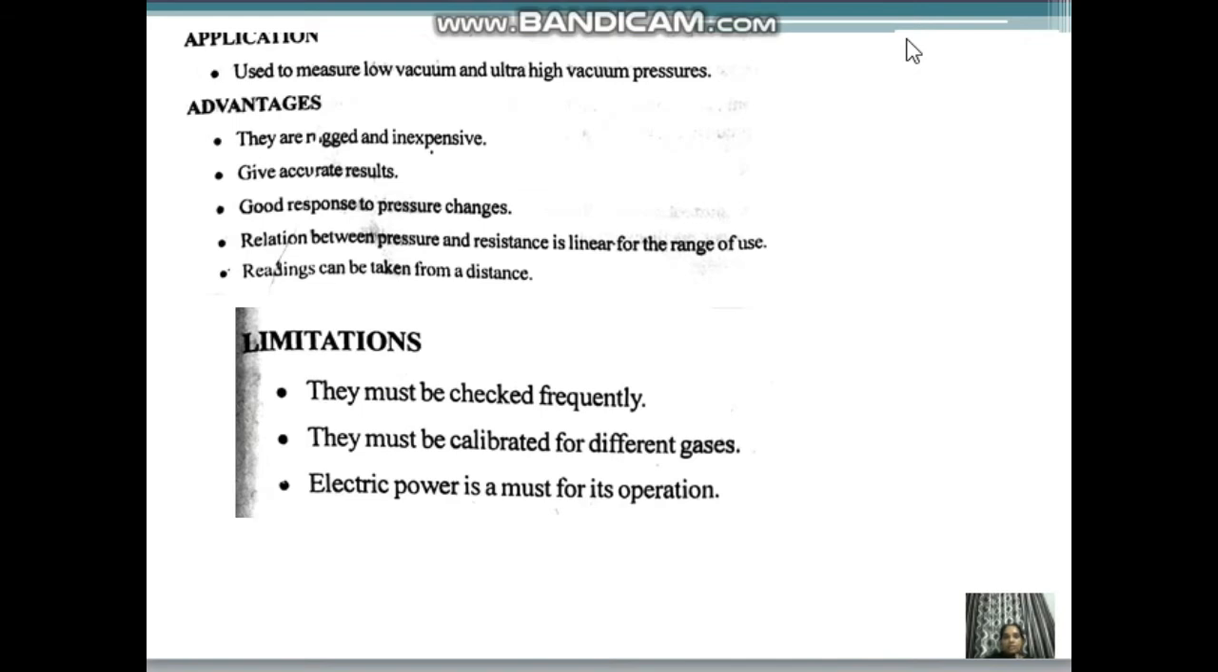Coming to the applications of Pirani gauge, as you already know, it is used to measure low vacuum and ultra high vacuum pressures. So they are rugged, inexpensive, accurate results and good response to pressure changes. And there was a linear relationship between pressure and resistance changes, and readings can be taken from a distance also. But the limitations are they must be checked frequently, they must be calibrated for different gases. Electric power is a must for its operation.